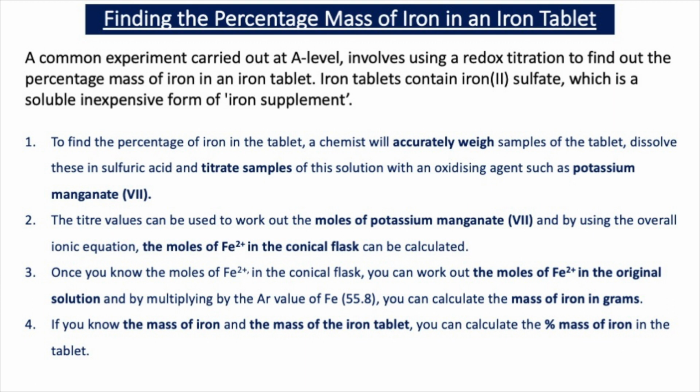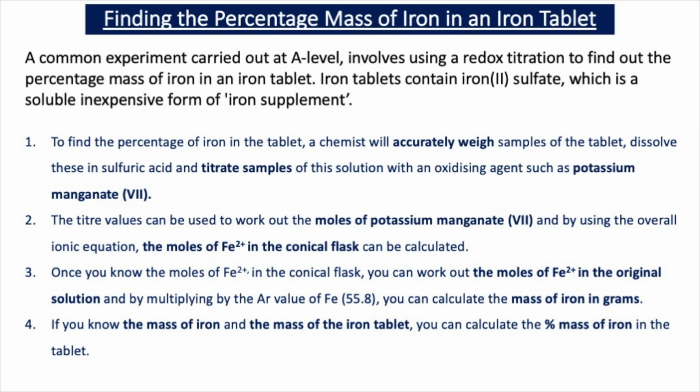Now once you know the moles of Fe2+ in your conical flask, you can work out the moles of Fe2+ in the original solution. And if you multiply this by the Ar value of iron, 55.8, you can work out the mass of iron in grams. Now to work out the percentage mass of iron in an iron tablet, you need to know the mass of the iron tablet. And if you've worked out the mass of iron in grams in your sample, and you know the mass of the original iron tablet, you can calculate the percentage mass of iron in the tablet.